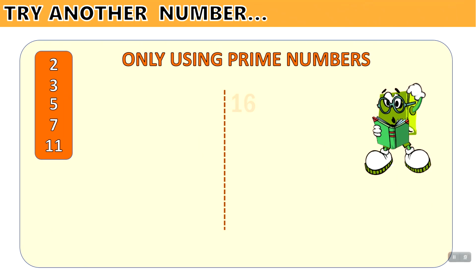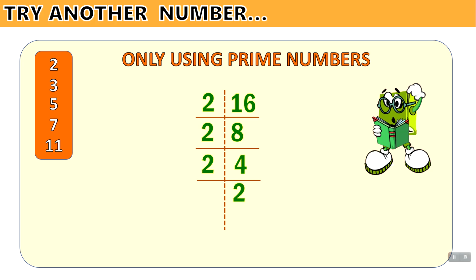What about the number 16? 16 is even, so we can start dividing by 2. 2 into 16 goes 8 times. 8 is again even, and so we divide again by 2. 2 into 8 goes 4 times. 4 is still even, and so we can continue dividing by 2. 2 into 4 goes 2 times. 2 is even. 2 divided by 2 is 1.